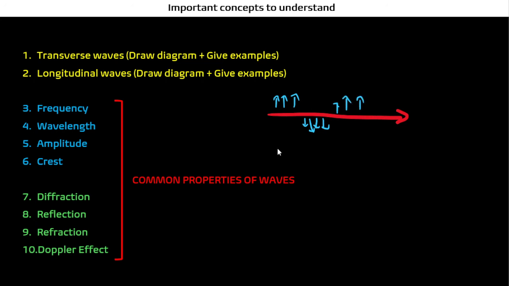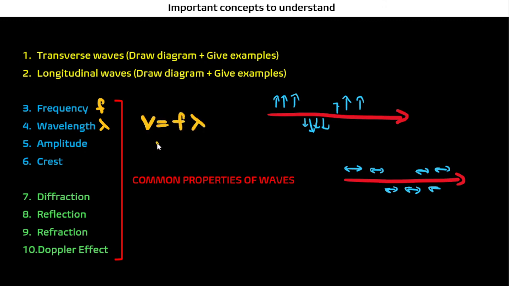And as for longitudinal waves, what you can draw is vibrations along the line which is parallel to the direction of the energy of your wave. And there are 4 terms that you should familiarize yourself with before moving on to the next chapter or video, which are frequency, wavelength, amplitude, and crest. And the formula v = f lambda, and the relationship between f and wavelength.